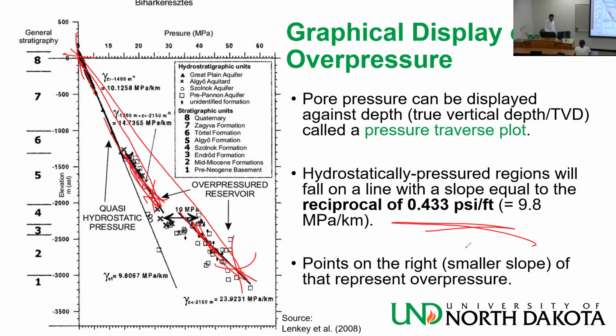But anyway, be careful, it's a little bit counterintuitive. You see a low slope and you think of under pressure, but it's really low slope means over pressure. High slope means under pressure. That's what I wanted to say in this slide.